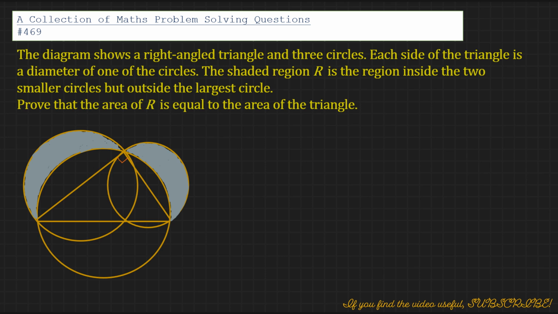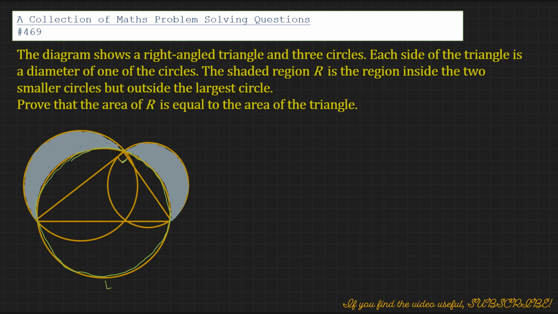The diagram shows a right angle triangle and three circles. So the right angle triangle is shown here. That's the right angle triangle, and the three circles. So this is one of the larger circles. So there's a larger circle.